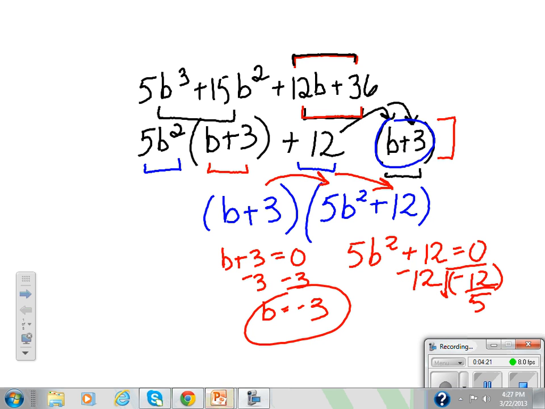Okay, so you should work on getting comfortable with factoring by grouping, because it's going to save you a lot of time in the long run.